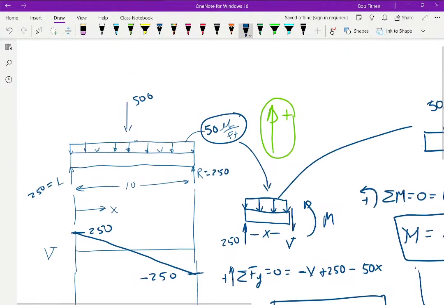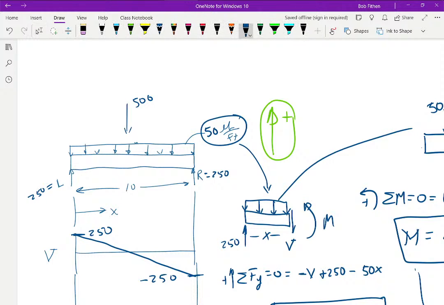Why? Because this is a simply supported beam. There is no applied moment at the ends. There is an applied shear, but there's no applied moment.